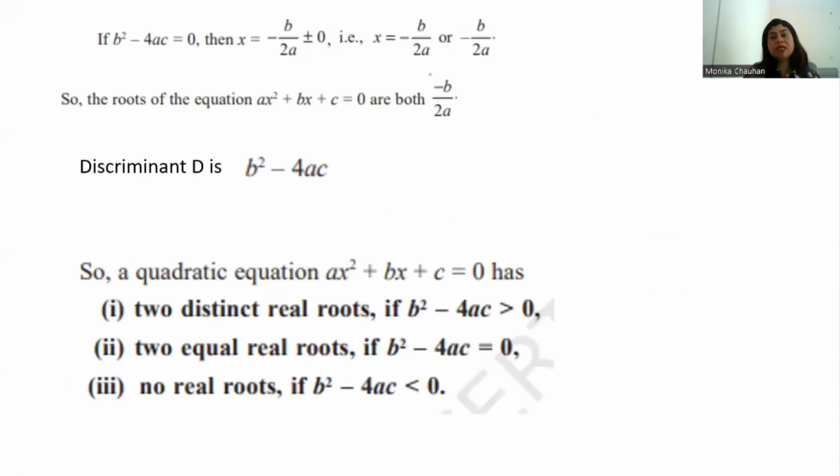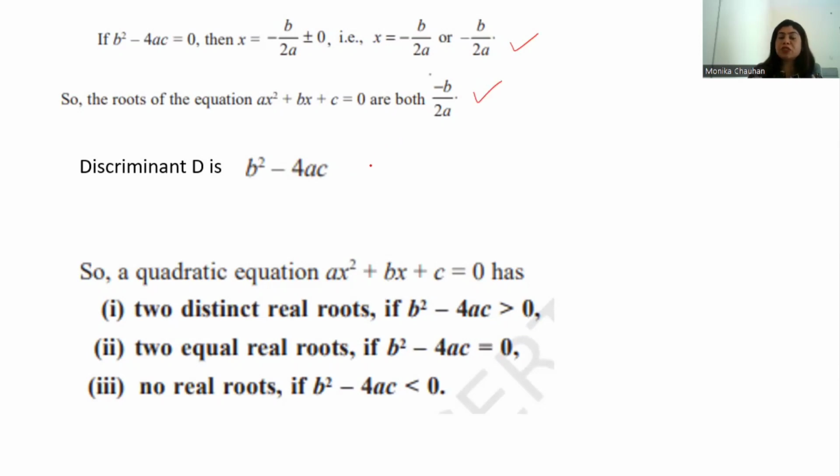When b square minus 4ac is equal to 0, in that case you always get repeated or equal roots. Like in the example which I solved just before this. In that case, you will get minus b upon 2a. You have to remember it. And the roots of the equation are both minus b upon 2a. You put the value, get the answer.